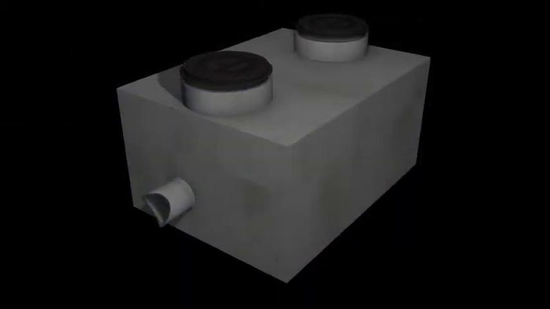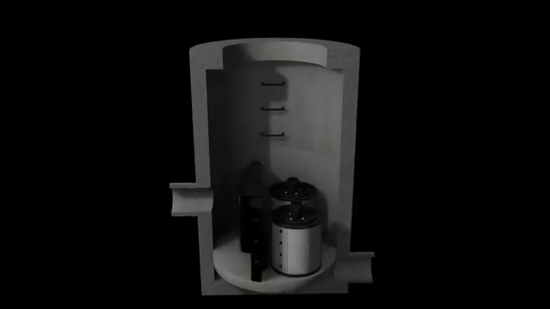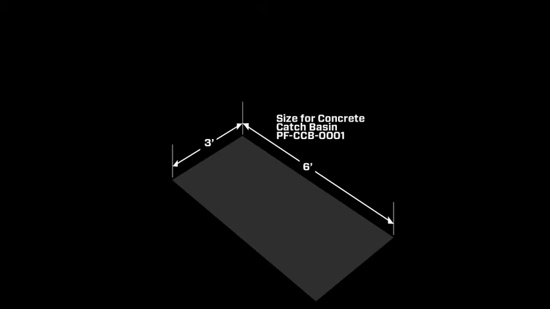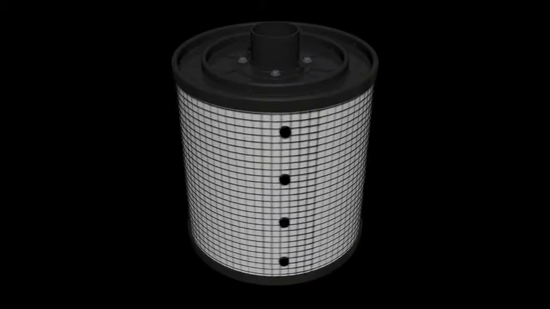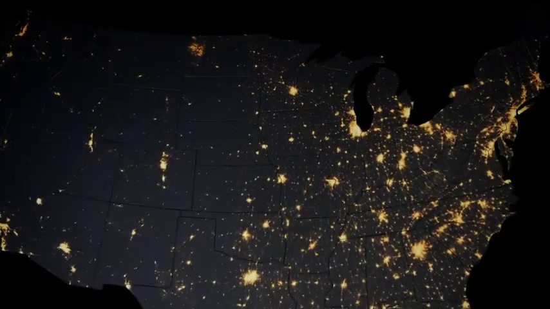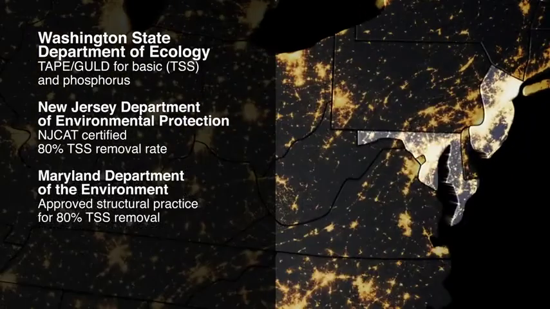The PerkFilter is available in a variety of configurations, including vaults, manholes, and catch basins featuring variable inlet and outlet locations. With superior treatment flow rates, the PerkFilter provides high-efficiency stormwater treatment in a compact footprint. The PerkFilter underwent both field and laboratory testing to verify removal of total suspended solids and phosphorus, and the results are in. It has been certified as an effective stormwater treatment device in jurisdictions across the United States, including Washington State, New Jersey, Maryland, and Virginia.